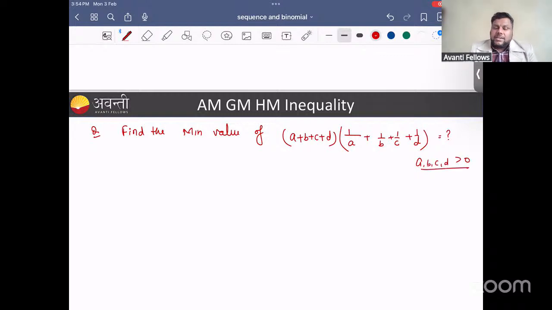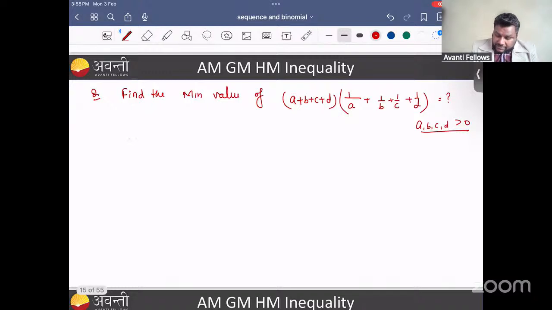So whenever in any question they are talking about that A, B, C, D, they are positive, and they are talking about the minimum value of something, the first thing that should strike your mind is that this question might be a question of AM-GM inequality. And mark my words, in 90% cases, it will be. It will be a question of AM-GM inequality. All right.